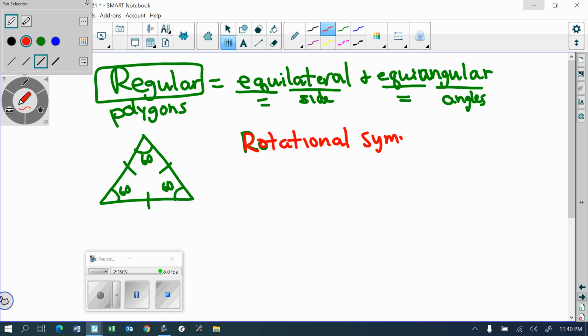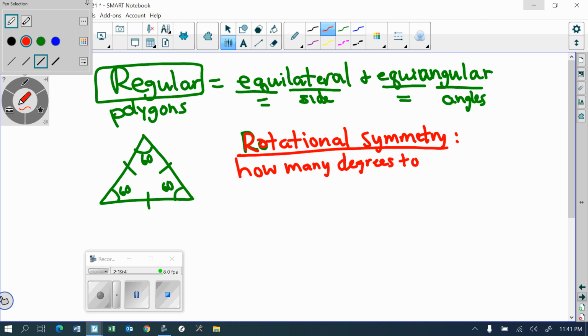Rotational symmetry. Okay, what is rotational symmetry? It means how many degrees to rotate back onto itself.